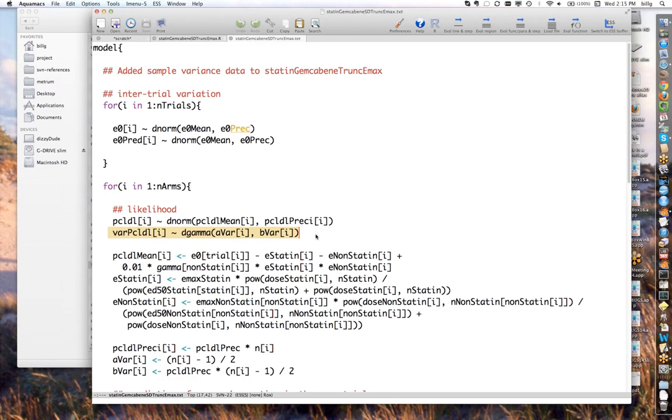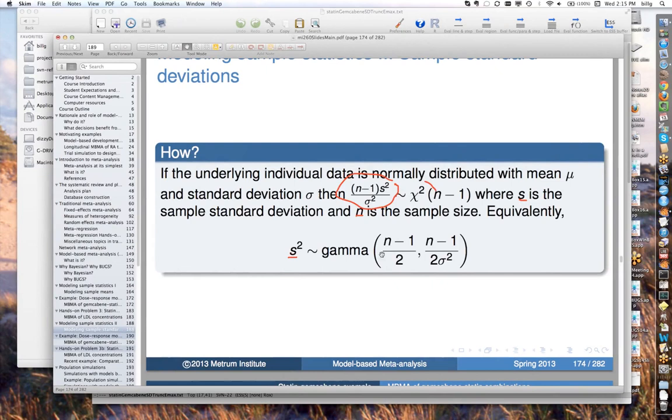The likelihood is described in terms of a gamma distribution. As you see here, you've got some parameter that I've just called A var I, and another one I just called B var I. So those are the two parameters for our gamma. And again, pull the slides over. A var then represents this N minus 1 over 2, and B var this N minus 1 over 2 times sigma squared. And you notice it's got the index I on there to correspond to the different treatment arms, because of course those treatment arms are going to differ with respect to the sample size.